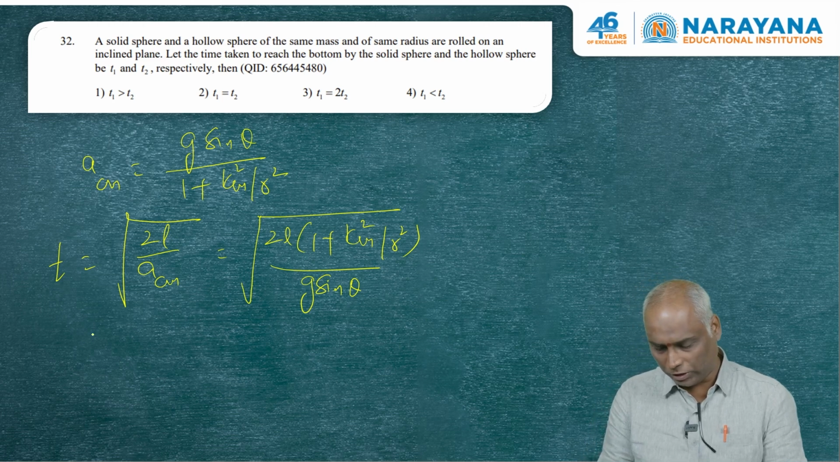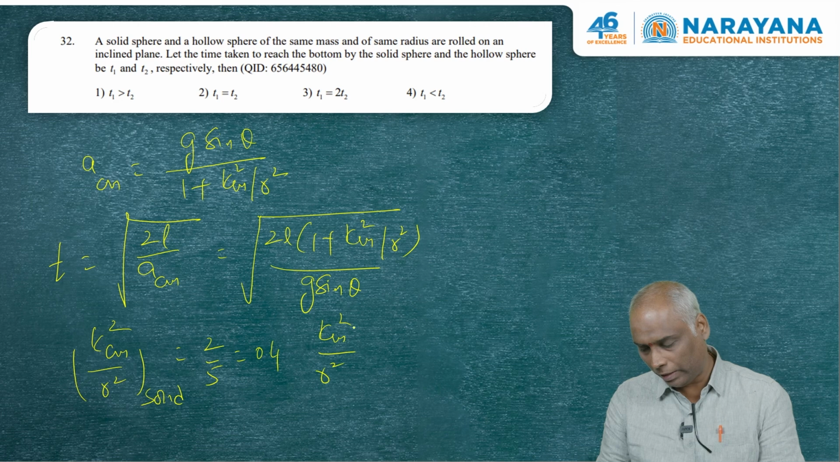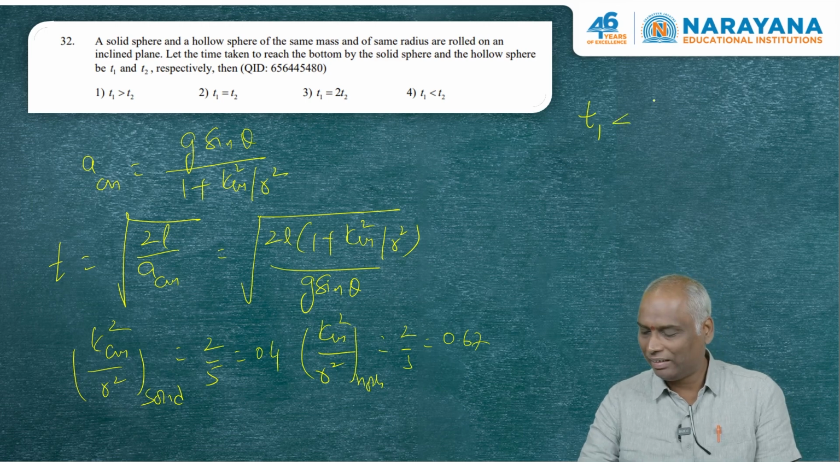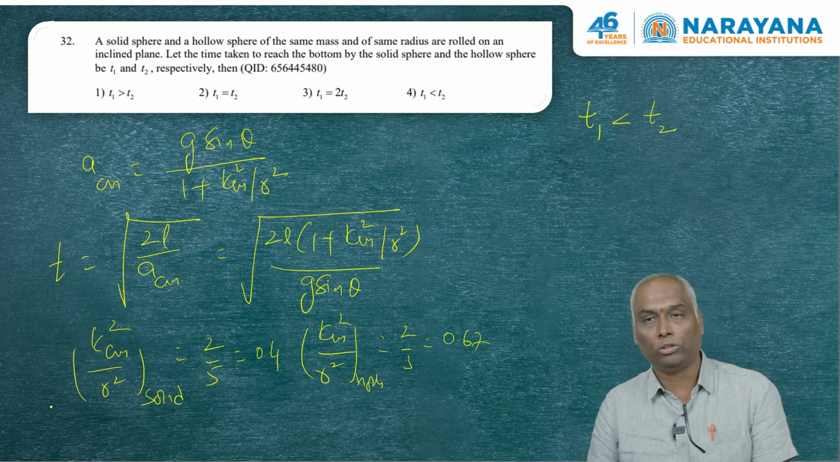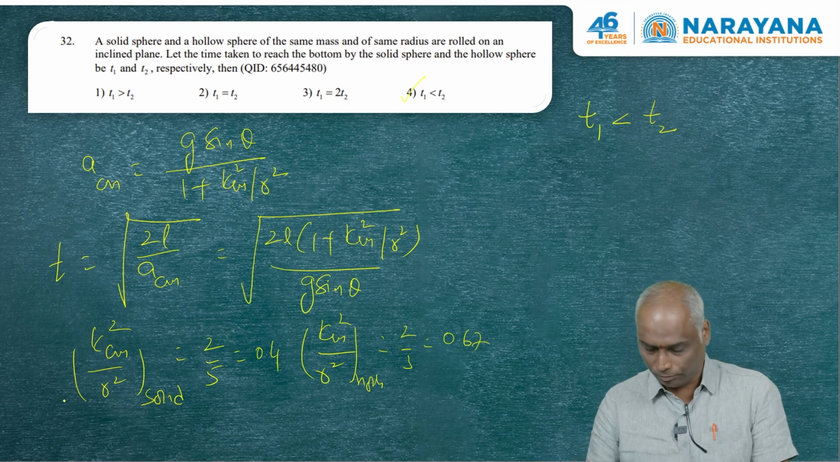And we know that for a solid sphere, the value of kcm square divided by r square is going to be 2 divided by 5, around 0.4. Similarly, kcm square divided by r square for a hollow sphere is going to be 2 by 3, which is around 0.67. So due to this, the time taken by a solid sphere to roll down an inclined plane will be less than the time taken by a hollow sphere to roll down the same inclined plane. So T1 should be less than T2. So when T1 is less than T2, obviously option 4 is going to be correct.